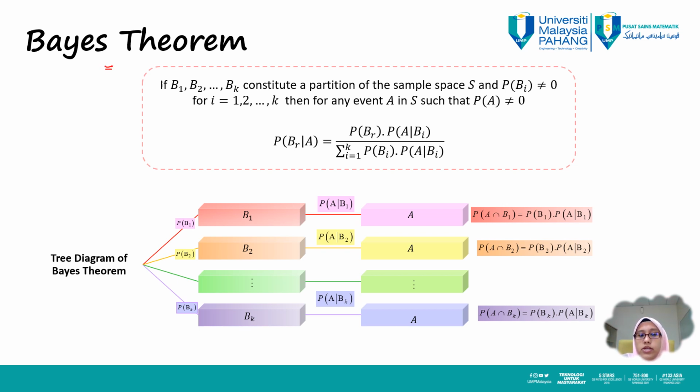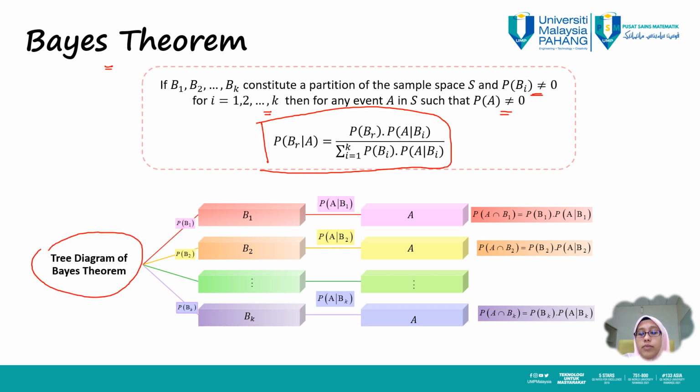So if B1, B2 until Bk constitute a partition of the sample space S and P(Bi), the probability of Bi, is not equal to 0 for i equal to 1 until k, then for any event A in S such that probability of A is not equal to 0, we will use this formula. So this is the formula for Bayes theorem. And actually, we can transform the problem by using a tree diagram. So this is a tree diagram of Bayes theorem.